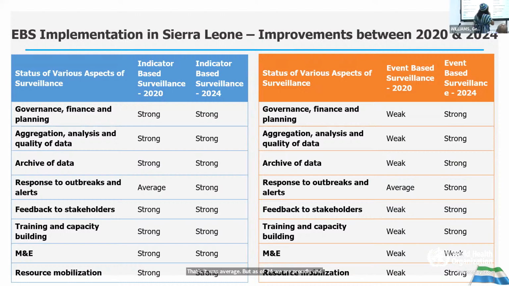And for the event-based surveillance, all the indicators were weak because there was no governance, no nothing. And the only thing that was average was response to outbreak and alerts. But we are proud to say that in 2024, event-based surveillance is now strong in Sierra Leone.